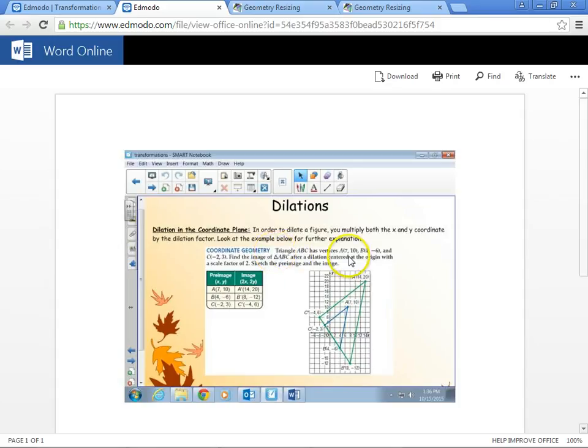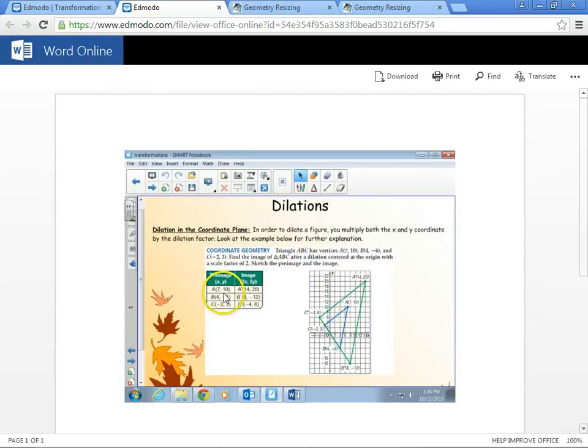And it says triangle ABC has vertices A at 7, 10, B at 4, -6, and C at -2, 3. Find the image of triangle ABC after a dilation centered at the origin with a scale factor of 2. Sketch the pre-image and the image.